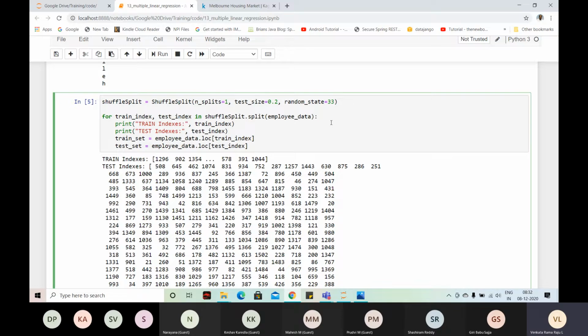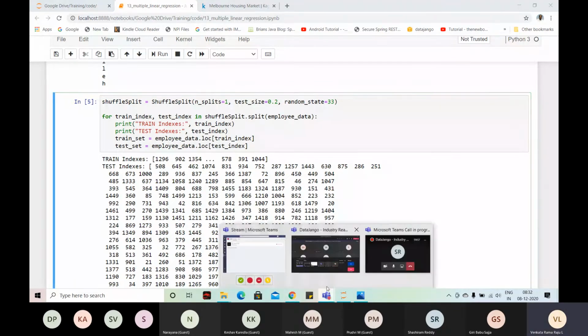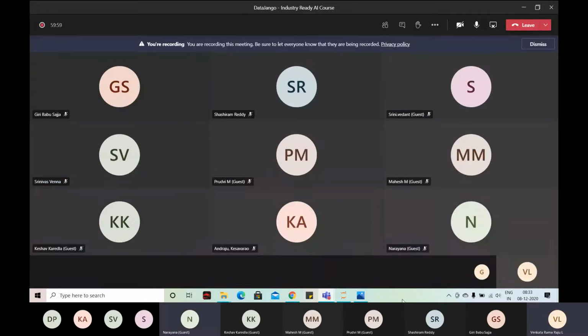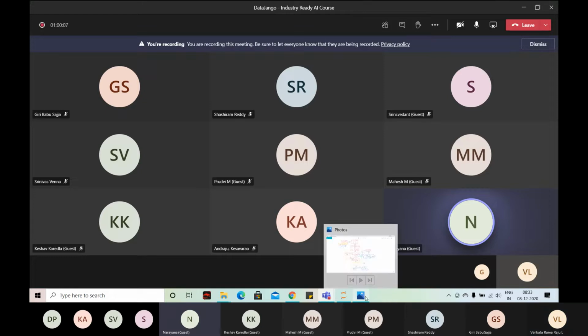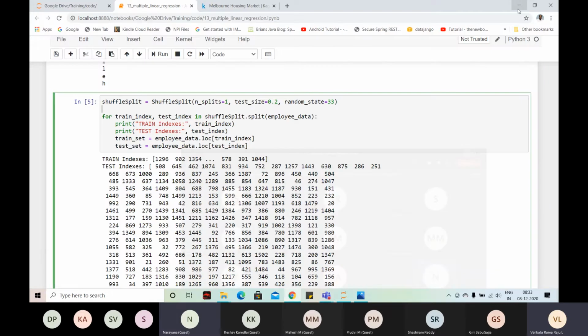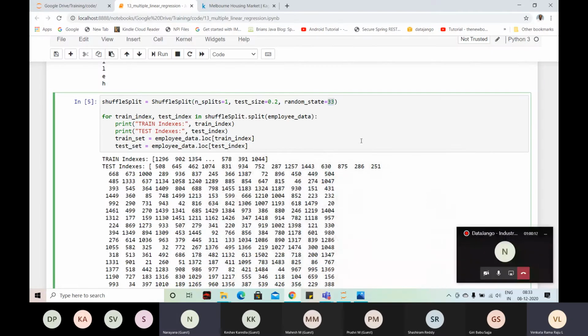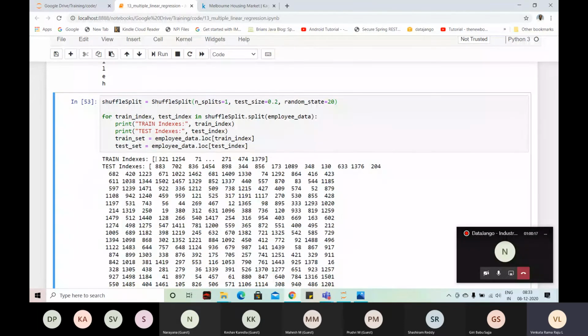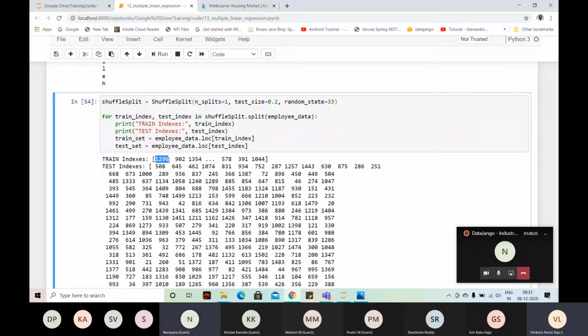Somebody has a question. Yes, Narayana, Rama. So here random state is 33. Is 33 something we need to provide by default, or can we give any number? Any number you can use. That's what I am saying. If you put 20, the split is going to be different. See this? Train index has changed. If you put 33, the split is going to be different. See that? So when your data set is huge, any number you can take.